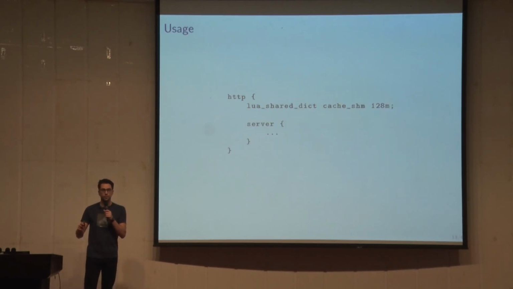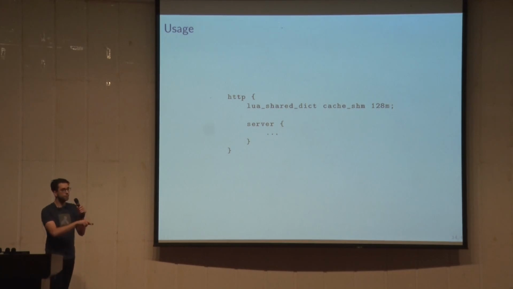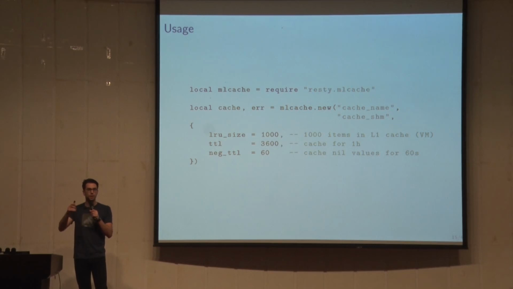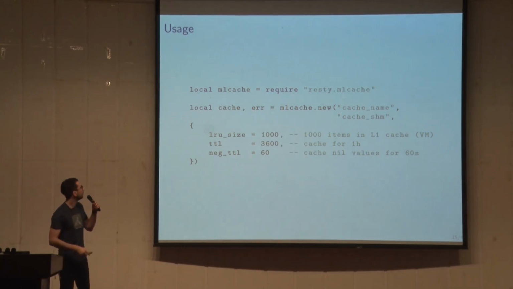So the usage is pretty simple. You'd have to create a shared dictionary, give it a size, right? And this value here will be considered the layer 2 cache of the mlcache deployment, sitting under the workers at the shared memory layer.